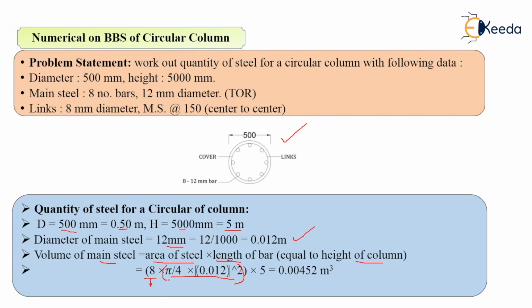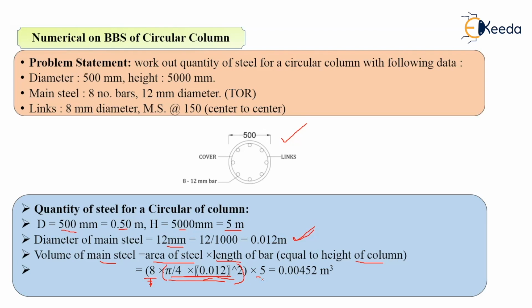So the area will be this formula, pi by 4 into d square, that is pi by 4 into 0.012 square. Now why have I taken 0.012? The diameter of bar, I am taking it in meter. That's why I have taken 0.012 raised to 2. So pi by 4 into d square, this is the area. There are 8 numbers, therefore I am multiplying it by 8 here. And I have multiplied by 5, that is nothing but your length of bar. As they have given, the height of column is 5 meters. So the total length of bar will be 5 meter.